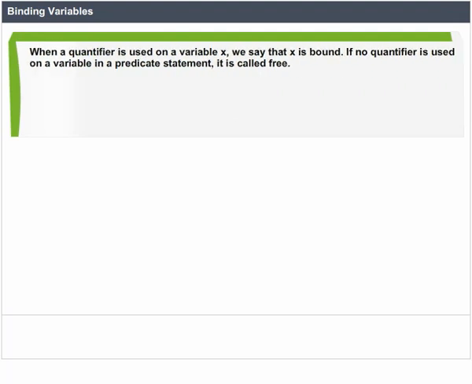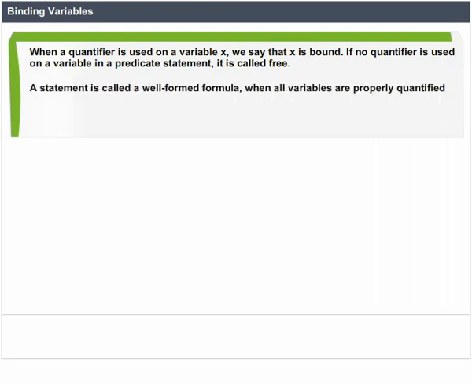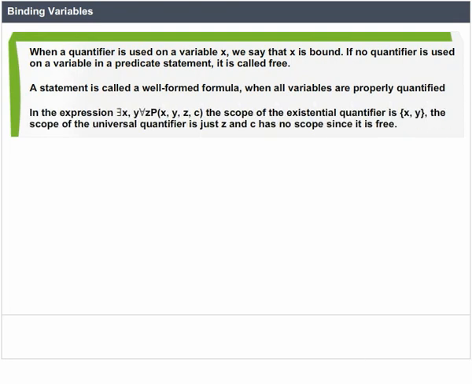Binding variables. When a quantifier is used on a variable x, we say that x is bound. If no quantifier is used on a variable in a predicate statement, it is called free. A statement is called a well-formed formula when all variables are properly quantified. In the expression there exists x, y, for every z, P of x, y, z, c, the scope of the existential quantifier is x, y. The scope of the universal quantifier is just z, and c has no scope since it is free.